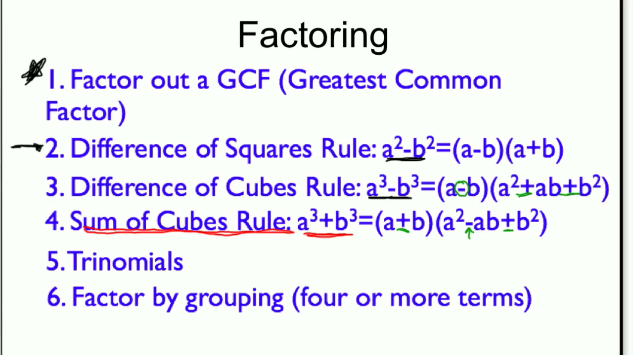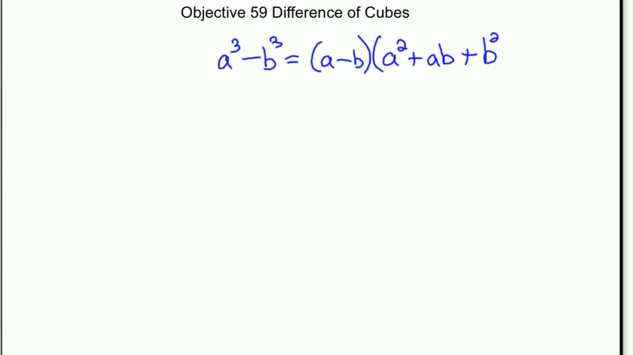Let's see how the difference of cubes rule works. The difference of cubes rule states if you have the difference of two cubes, it equals the difference of their cube roots times the square of the first plus the product of their cube roots plus the square of the second cube root. Basically a minus b times a squared plus ab plus b squared. What you'll see is a problem like this: x cubed minus 8.